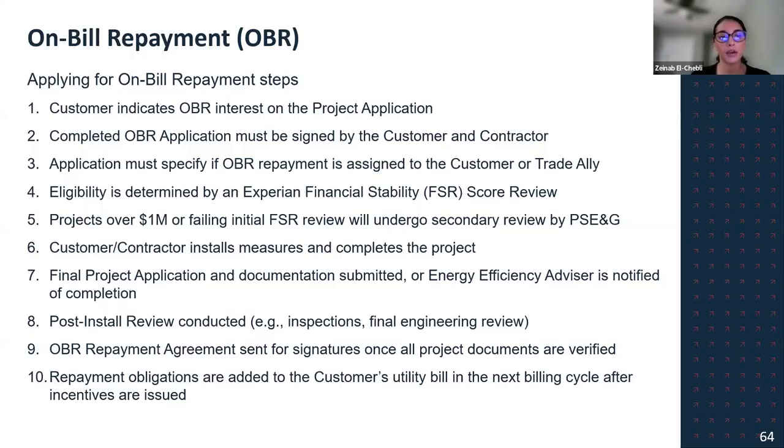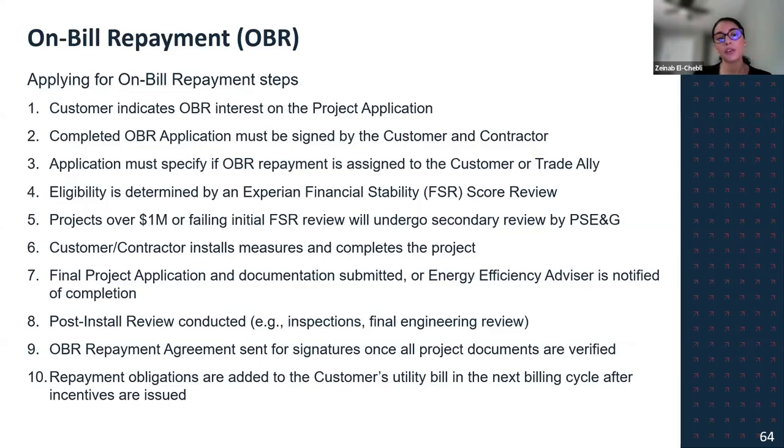Projects over $1 million, or those that fail the FSR score initially for the minimum requirement, will undergo secondary review by PSE&G. The customer and contractor then install measures and complete the project. So you would complete the scope of work, whether it's fast track or pre-approval. The final project application and documents are submitted to your energy efficiency advisor, or now actually via the Trade Ally portal, for us to review. So you can just submit them virtually.